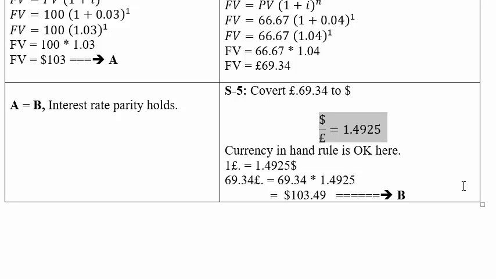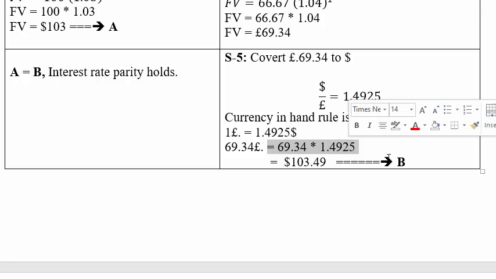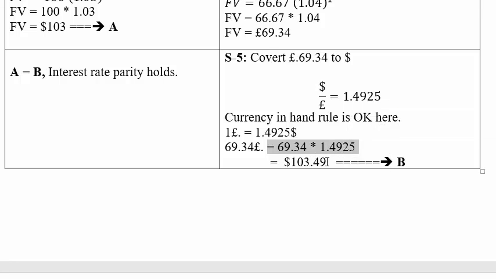Again, we're going to apply the currency in hand rule. So currency in hand is okay here because we have 69 pounds with ourselves, and pound is already at the bottom. So 1 pound is equal to $1.4925. So our 69.34 pounds will be multiplied with the rate 1.4925, and we get $103.49. So if we invest money in the US, we get $103, which is A. And if I invest money in British pounds, then I receive 135.49, which is my B. So option number B, the end result of option number B.